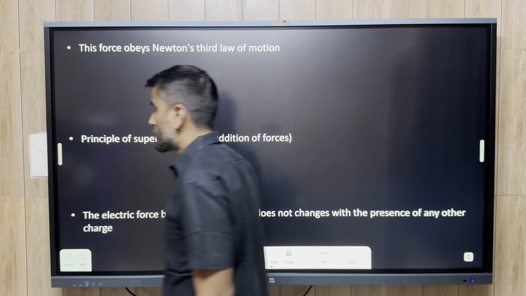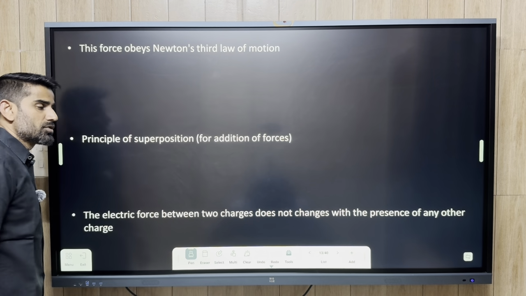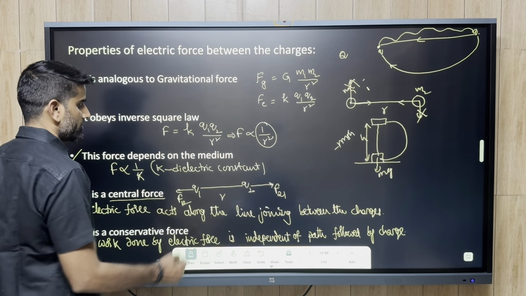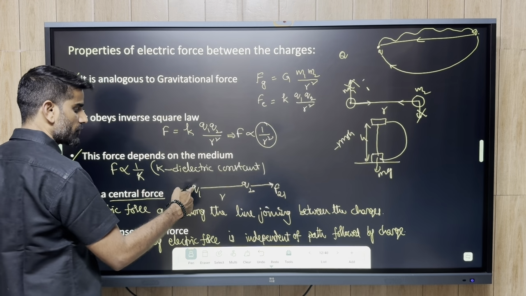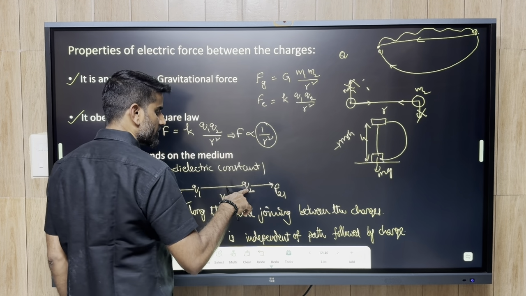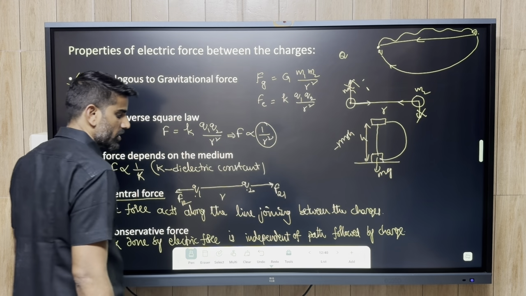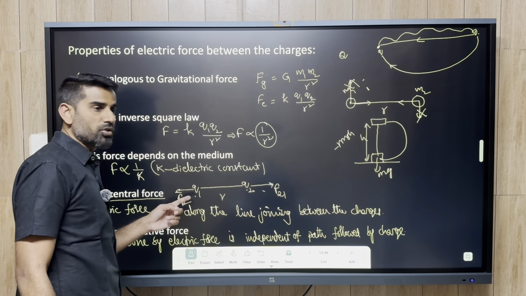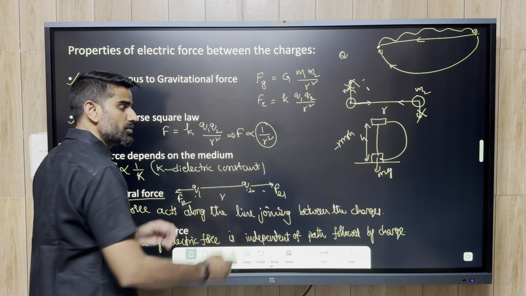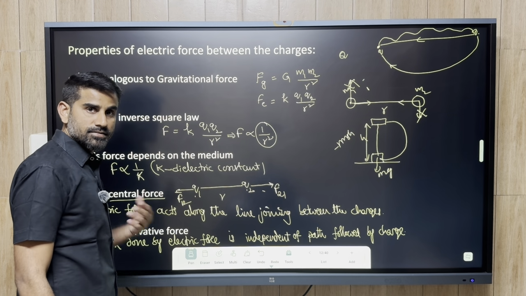Now let's move on to the next property, which is that the force obeys Newton's third law. As I've already drawn in the earlier slide, this Q2 is exerting force on Q1 in this leftward direction, and Q1 is exerting force on Q2 in the rightward direction. However, these two forces are equal because the two charges involved are the same, and the separation between the two charges in both the cases is the same.